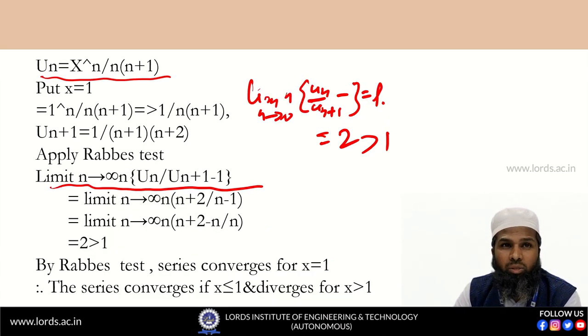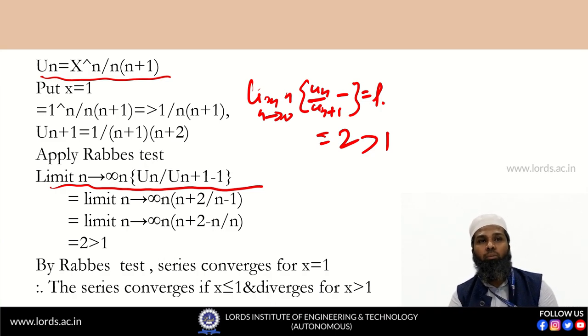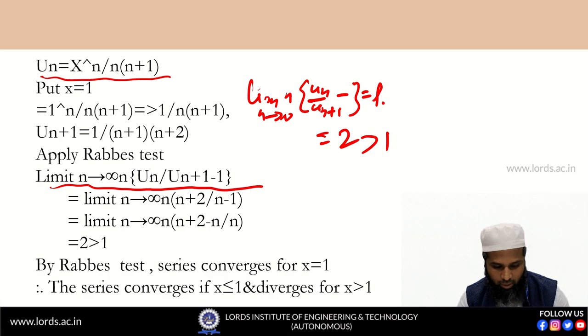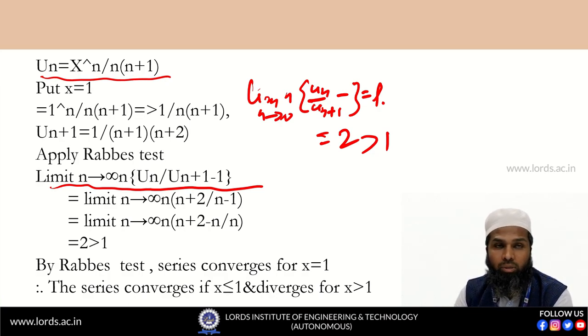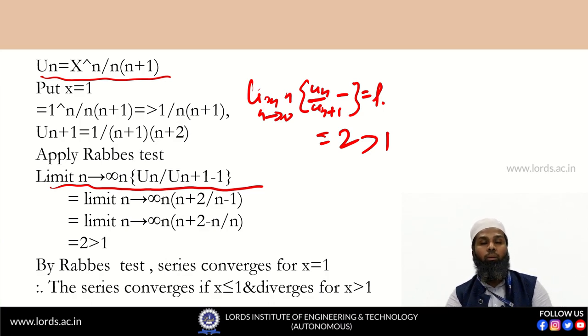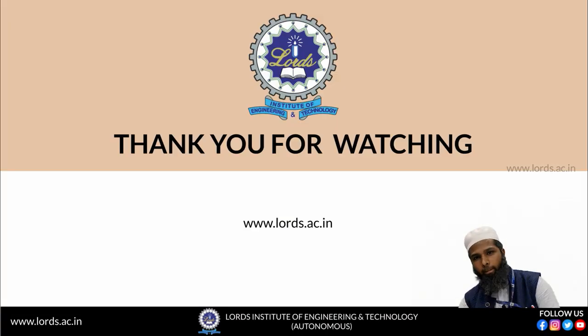Now we are combining all the statements. The final conclusion is that if x is less than or equal to 1, the series converges, and the series diverges for x greater than 1. So this is the procedure to know the nature of the series by applying D'Alembert's ratio test and Raabe's test. I hope you understood the concept.